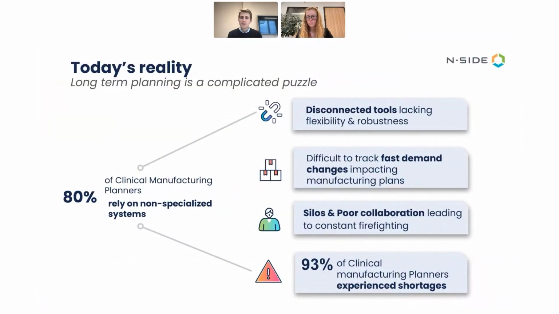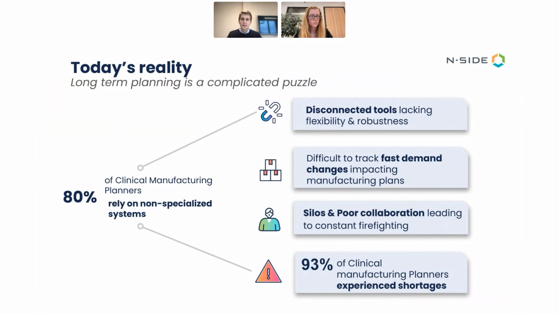In order to understand the landscape well, we like to start by going over today's reality and the challenges that are typically faced. What we see on the market is that 80% of clinical manufacturing planners rely on non-specialized systems. That means they rely either on spreadsheets or sometimes other tools like commercial planning systems that are not tailored to manage the complex constraints that you need whenever you manage the supply chain and the manufacturing for clinical trials.